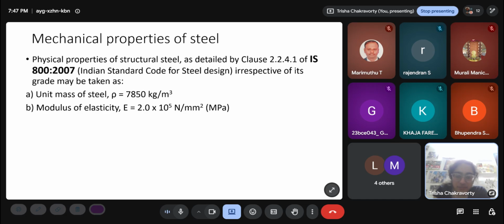So whether you are writing kilonewton or Newton, whether you are writing meter or millimeter, make a habit of always mentioning the unit whenever you are writing any value. The Young's modulus is basically the stiffness, right? It is the slope of the stress strain curve. That is a very important property which we'll look at in a while when we look at the stress strain curve. Poisson's ratio mu is 0.3.